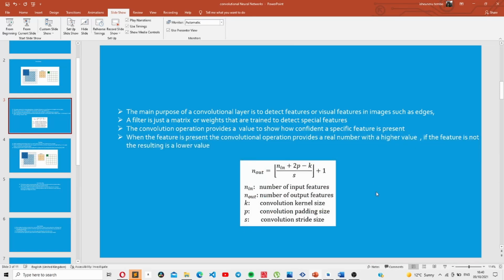So in the last video we talked about convolutions. In this video we are going to talk about padding, pooling, and then the fully connected layer.